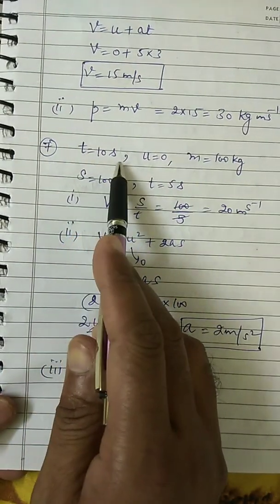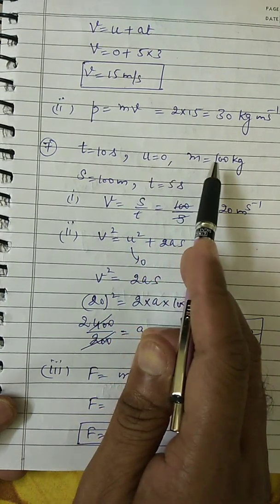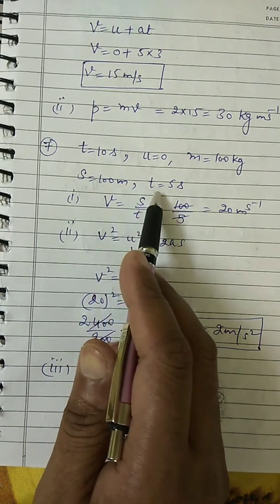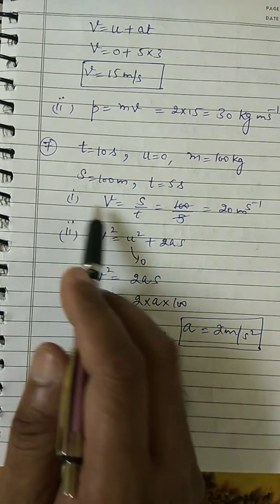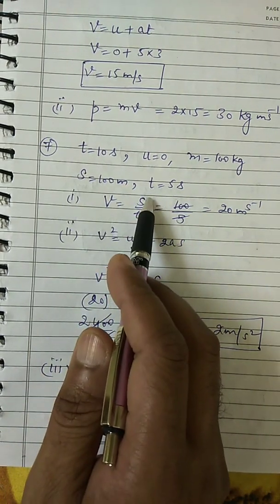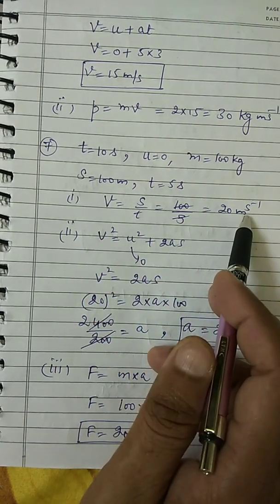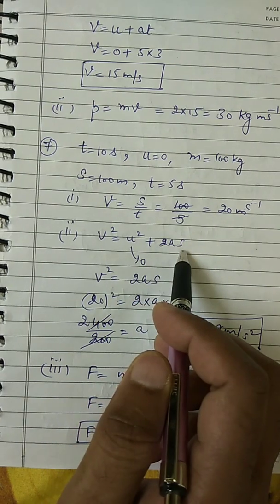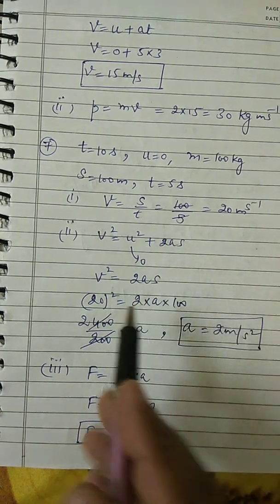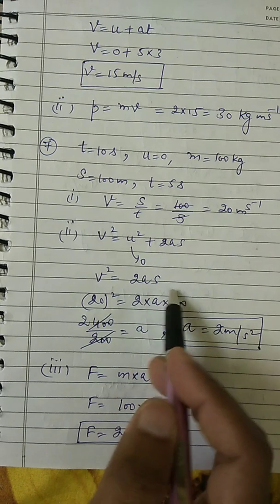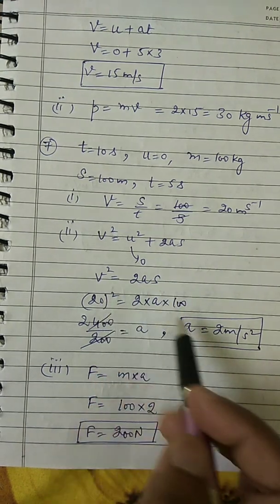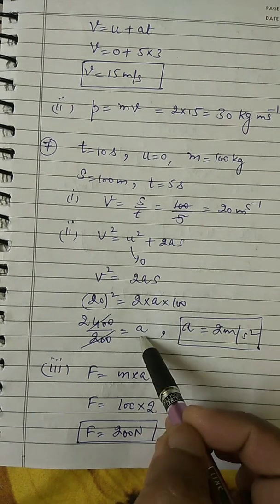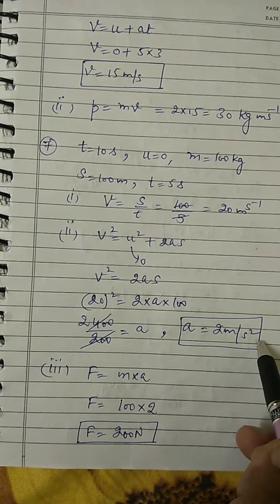In seventh, time is 5 second, u is 0, mass is 100 kg and s is 100 meter. First is velocity acquired. So distance upon time, 100 upon 5 is 20 meter per second. Second is v square is equal to u square plus 2as. Third equation of motion, u is 0, v square is equal to 2as. Substitute the values, 2 into a into 100, arrange to find a. You will get 2 meter per second square.